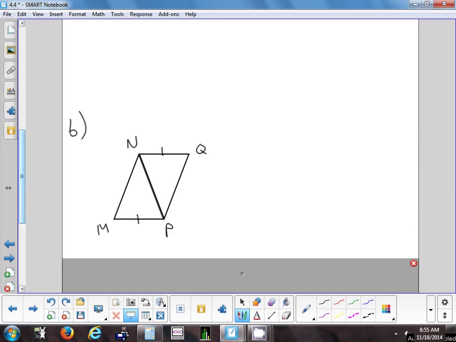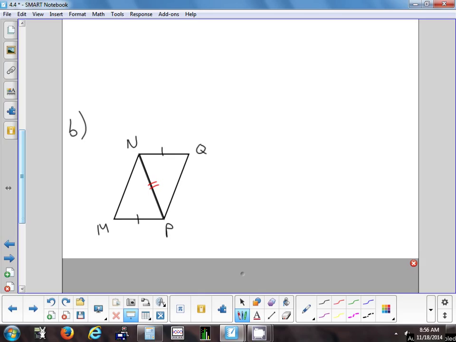Okay, how about that one? A good thing might be to at least mark down anything we know by looking at the picture. That might help us. Is there anything that I can add to this by looking at it that's congruent? NP. Yeah, NP is congruent to NP, because that's reflexive. So we've got a side, we've got a side. We don't have any parallel lines marked here, so we can't do anything with alternate interior angles.